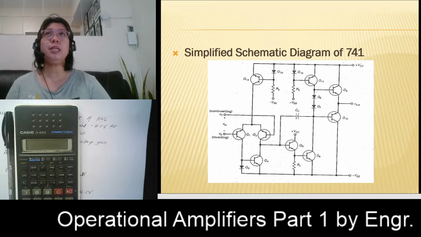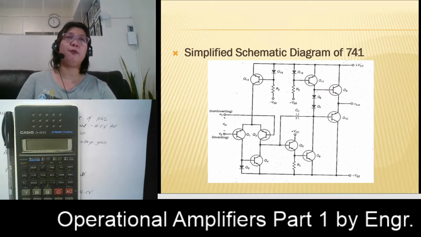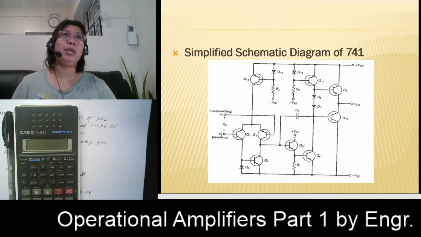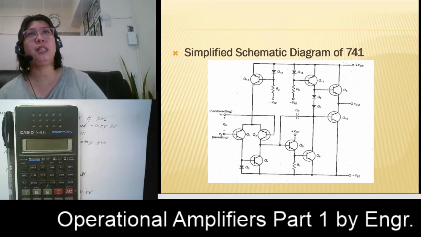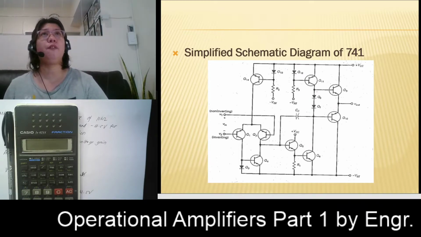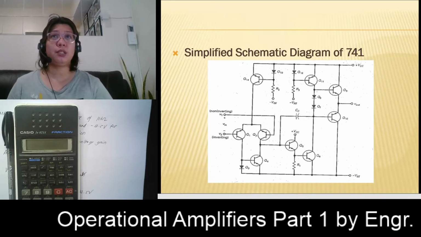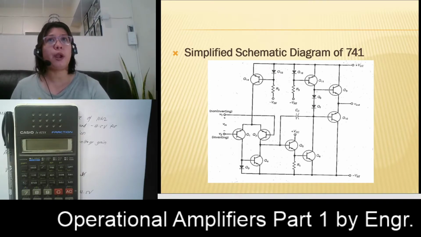Okay, so this is now the simplified schematic diagram for 741. Although we cannot see this anymore because, as I've mentioned, it is already in the form of an integrated circuit, we can discuss. This is not necessarily in detail form because it is already inside an IC. We just have to know the general idea of how the circuit is working.